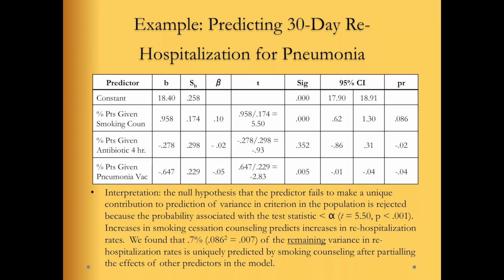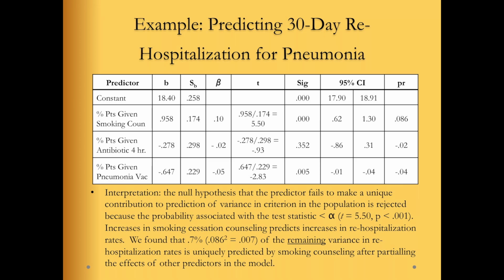Using our structure for reporting findings, let's interpret the finding for the smoking cessation predictor. The null hypothesis that the predictor fails to make a unique contribution to the prediction of variance in the criterion is rejected because the probability associated with the test statistic is less than alpha. Increases in smoking cessation counseling predict increases in rehospitalization rates. We found that 0.7% of the remaining variance in rehospitalization rates is uniquely predicted by smoking counseling after partialing the effects of other predictors in the model.